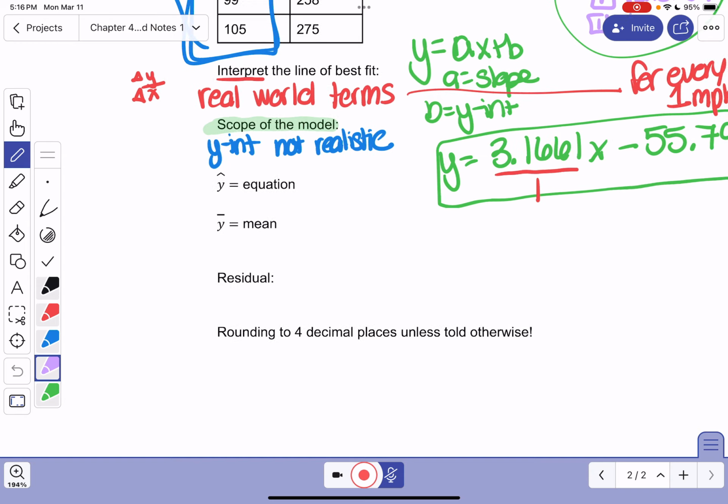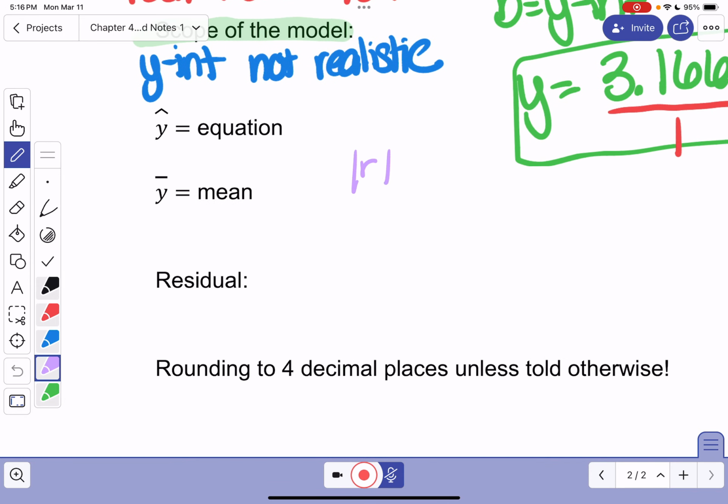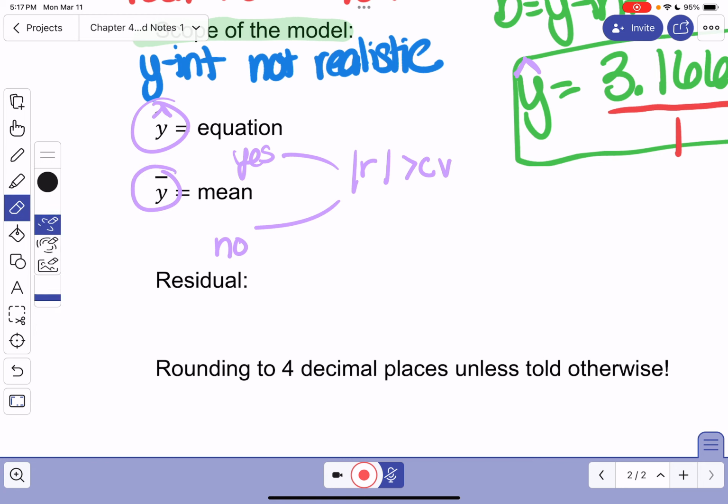We also talked about in 4.1 finding out if something was linear or not by saying, is the absolute value of r greater than the critical value? If we say yes, then we use the equation to make predictions. So whenever you see y hat, that's talking about the equation. So this over here is y hat. If we say no to this, then you're just going to use the mean. You find the average of all the y values, and that's your answer.